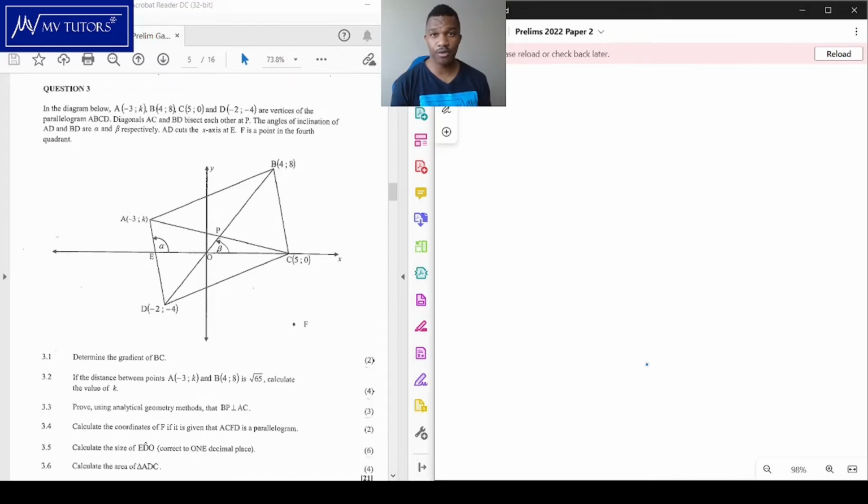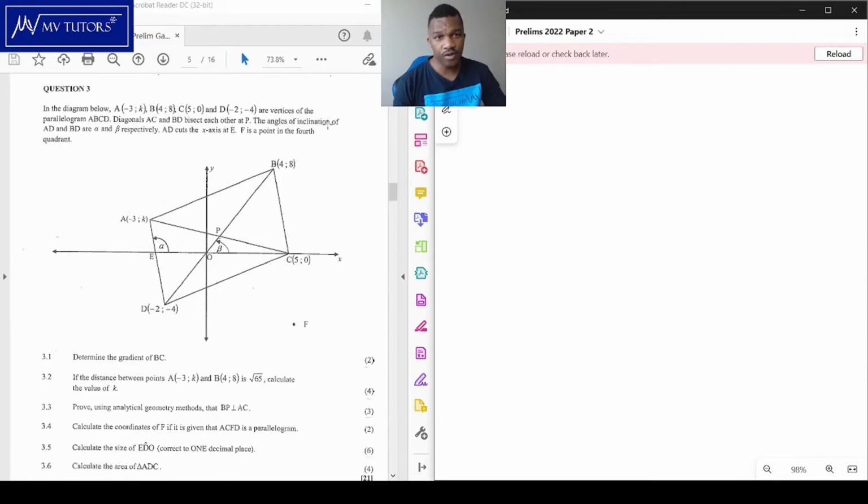We're now on question number 3. Now, if we look at this question, it says, in the diagram below, A, B, C, D are vertices of a parallelogram ABCD. Good. So now I hope you know the properties of a parallelogram, such that these lines are parallel and the diagonals bisect each other. But anyway, they do tell you here that diagonals AC and BD bisect each other at P. What does that mean? Bisecting each other. Well, we'll get to see that.